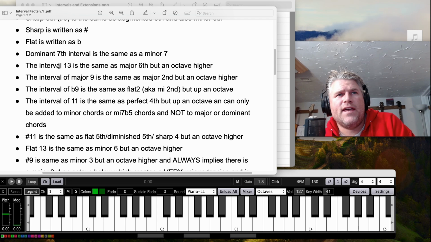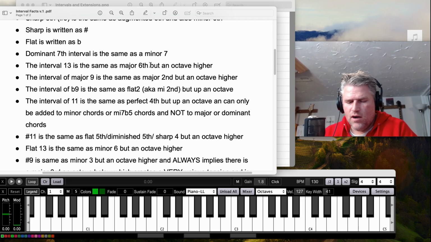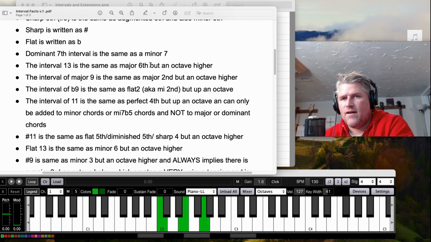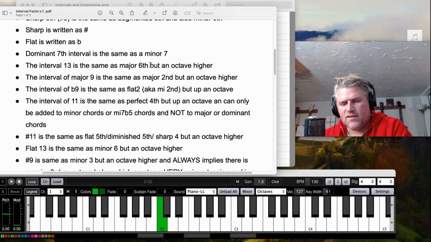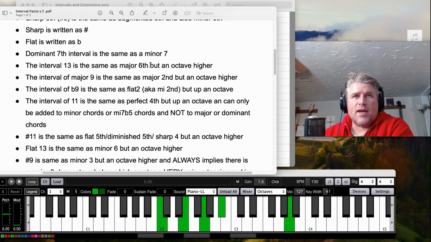So the interval 13 is the same as a major 6, but up an octave. Remember we talked about that? And it's only a dominant 7 chord where you'd use that. There it is. So it's a 6th if it's just down here and you don't want this dominant 7 chord. But if you do want the dominant, you say 13 instead of major 6th.